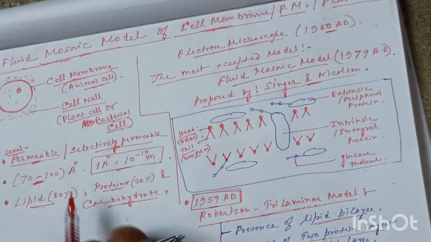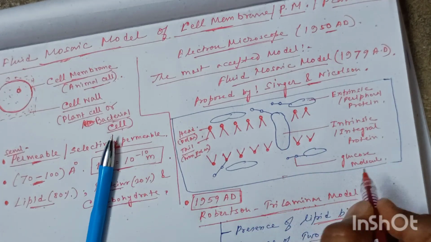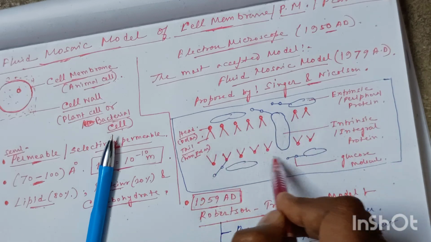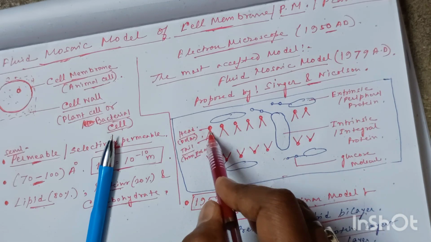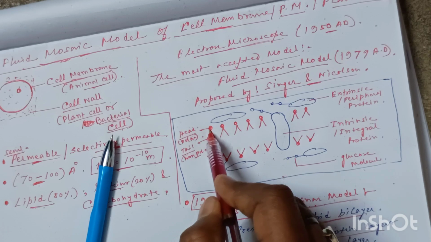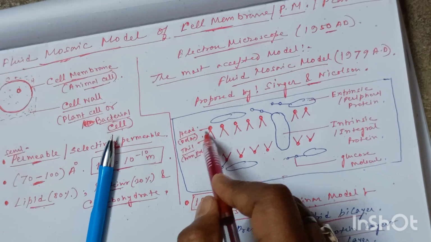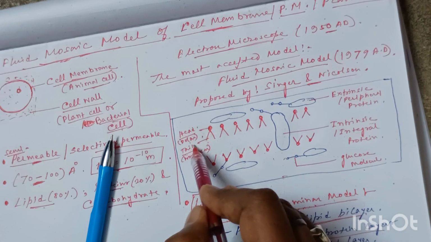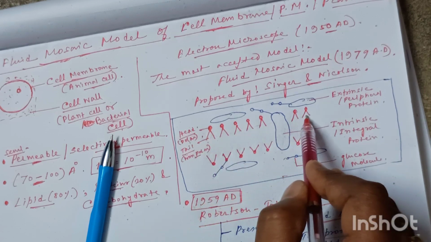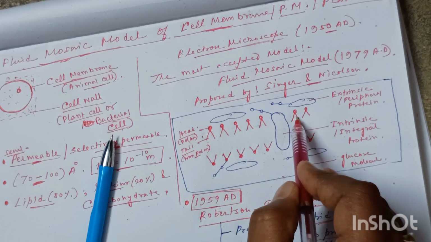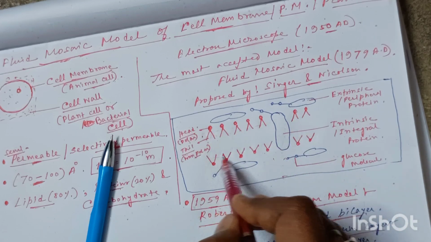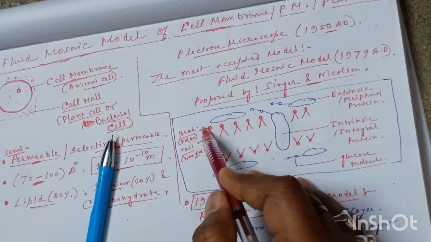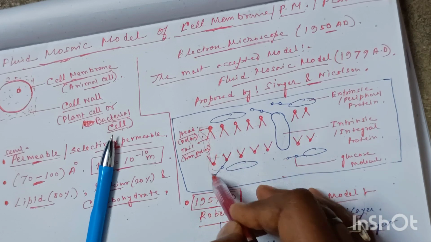So now you follow my words very attentively. If we look at the diagrammatical view of Singer-Nicholson's fluid mosaic model, we can see this is the head part of the lipid molecule, or polar part of the lipid molecule, which is hydrophilic in nature, and this is the tail part of the lipid molecule. So this is the first layer of lipid molecule, and this is the second layer of the lipid molecule. So this forms the lipid bilayer.